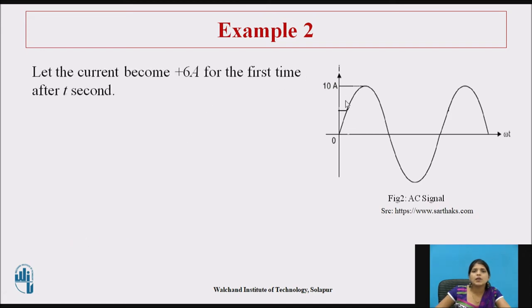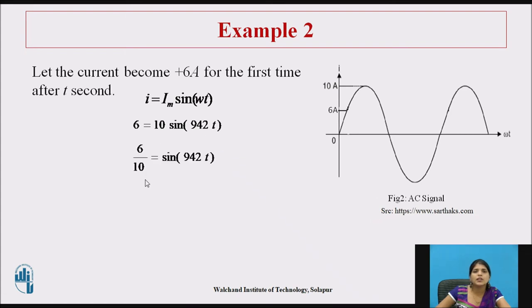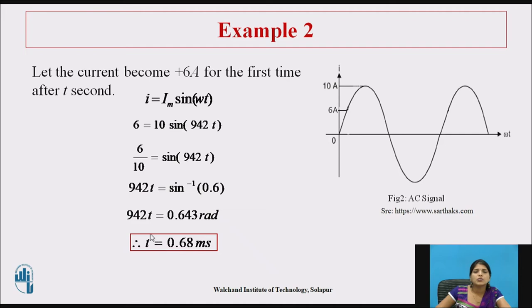Let the current become plus 6 ampere for the first time, for the first t seconds. So I is equal to Im sine omega t. So this instantaneous value is given, 6 ampere. So 6 is equal to Im, which is also given, 10 sine 942 t. 6 upon 10 is equal to sine 942 t. So 942 t is equal to 0.643 radian. So after doing the calculation, we'll get the time t is equal to 0.68 millisecond.